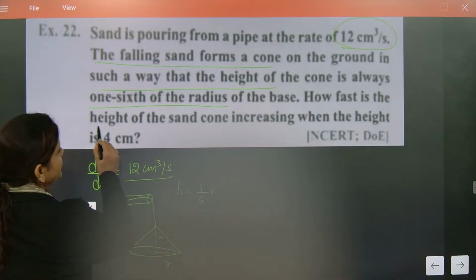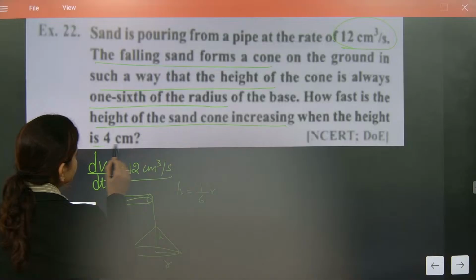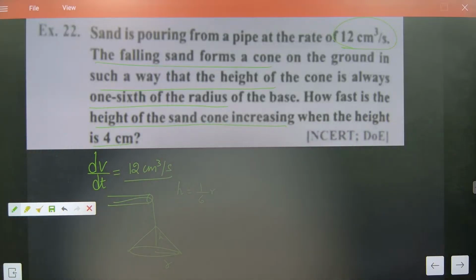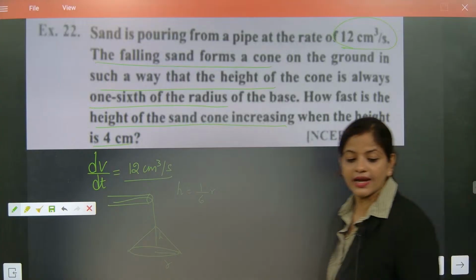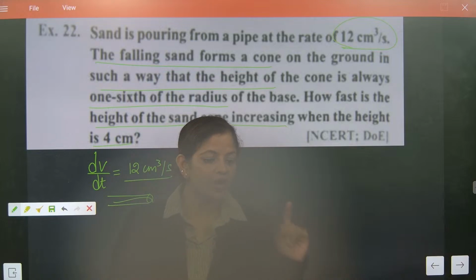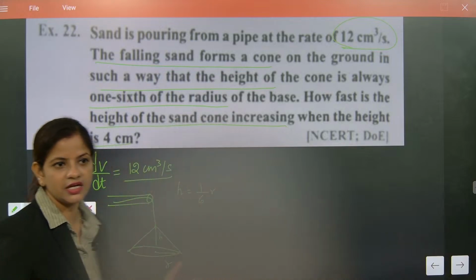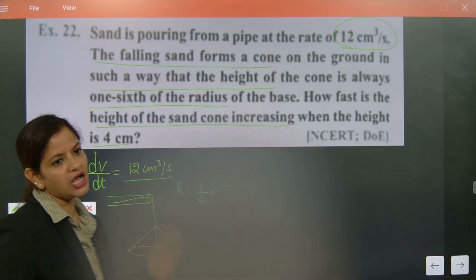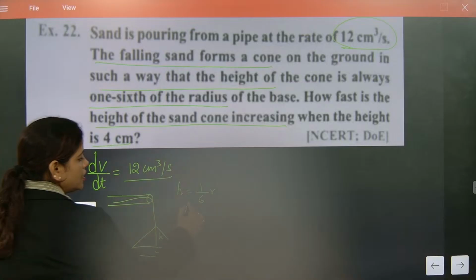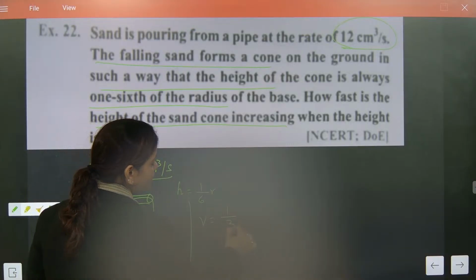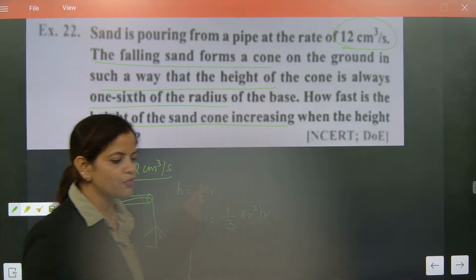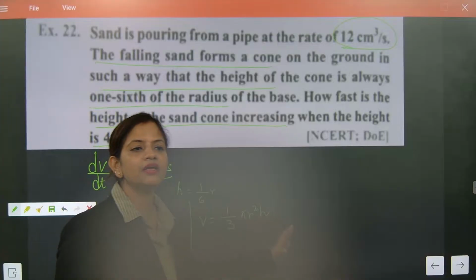How fast is the height of the sand cone increasing when the height is 4 centimeter? So that means you have to substitute the radius. You need to think in your brain that in the entire expression you have to write only height. So your question will now totally focus towards height. You have to eliminate the radius because here two variables are there, height h and radius r. If we carry both of them, it is a problem. So what is the volume of a cone? The volume of a cone is 1 by 3 pi r square h.